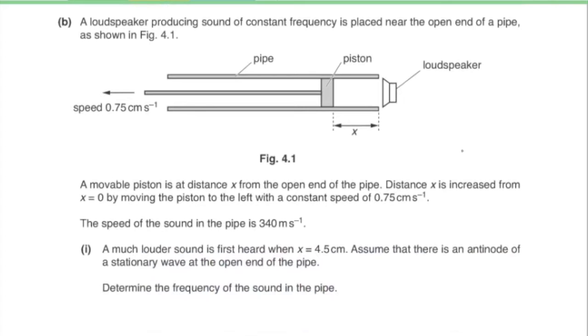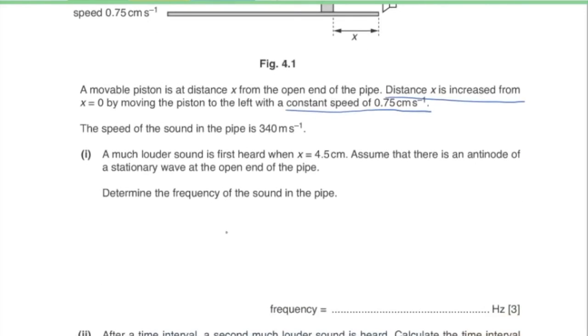Part B, a loudspeaker producing sound of constant frequency is placed near the open end of a pipe. As shown in figure 4.1, a movable piston is at distance x from the open end of the pipe. Distance x is increased from x equals 0 by moving the piston to the left with a constant speed of 0.75 centimeters per second. The speed of the sound in the pipe is 340 meters per second. A much louder sound is first heard when x equals 4.5 centimeters. Assume that there is an antinode of a stationary wave at the open end of the pipe. Determine the frequency of the sound in the pipe.